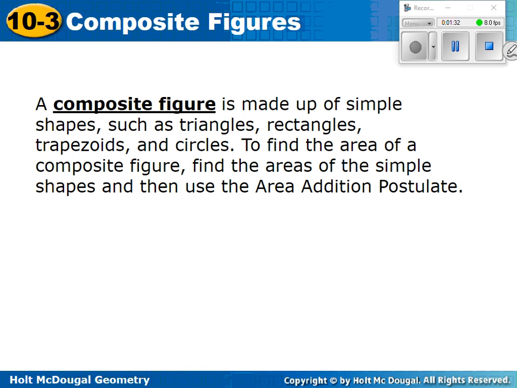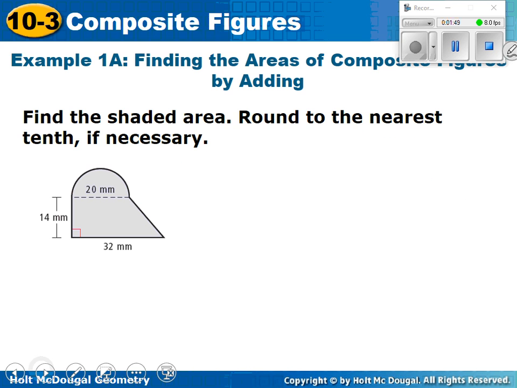So a composite figure is just simply a figure that's made up of simple shapes like triangles, rectangles, trapezoids, circles. And the way you find the area of that composite shape is you find the area of each of those simple shapes and then use that area addition postulate to add those areas together. So we're just going to jump right in and work a few examples together and see if you're understanding how to find this.